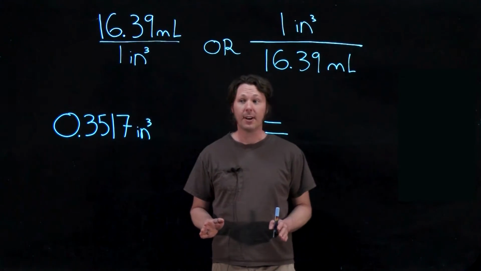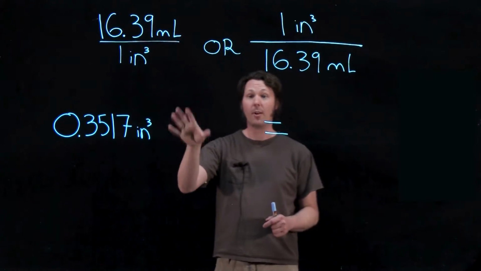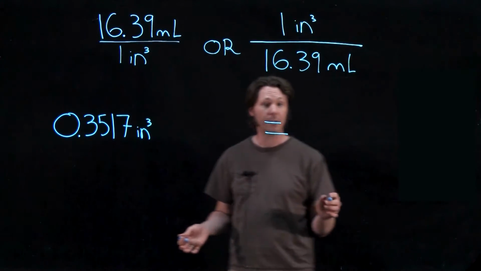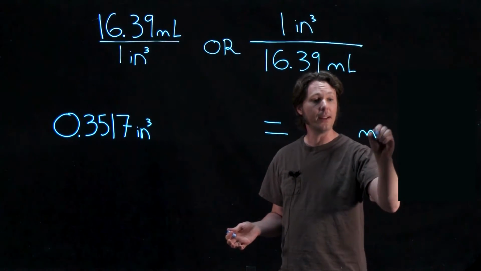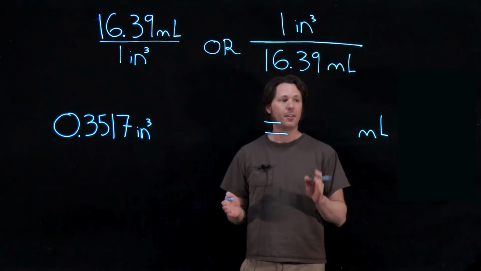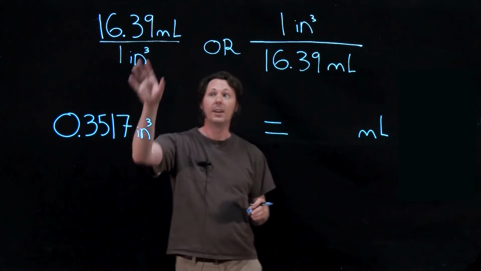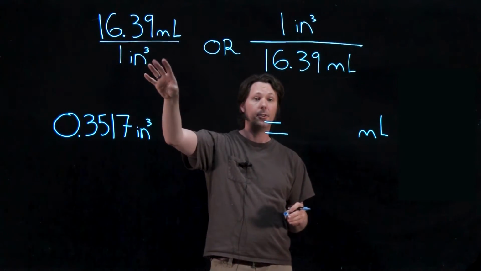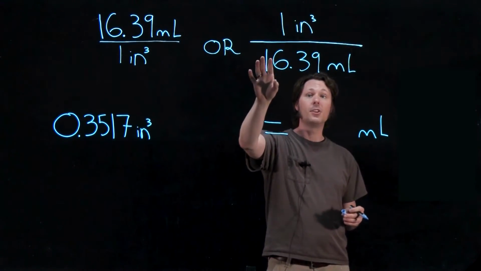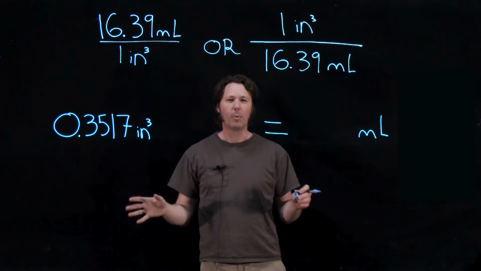We're going to take what we're starting with, 0.3517 cubic inches in this case, and put it on one side of our equal sign, and then on the other side of the equal sign we're going to put the units we need, which in this case is milliliters. Now in order to get from this number of cubic inches to milliliters, one of two things has to happen. We're either going to multiply by 16.39 milliliters over 1 cubic inch, or we'll multiply by 1 cubic inch over 16.39 milliliters. And it's the units that tell us what we're going to do.